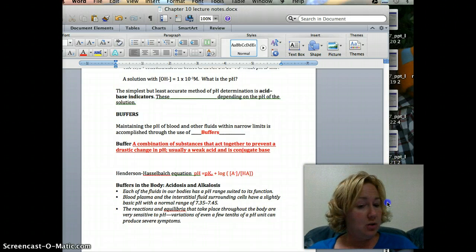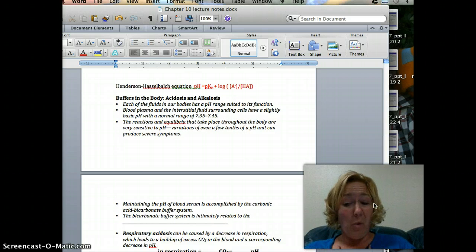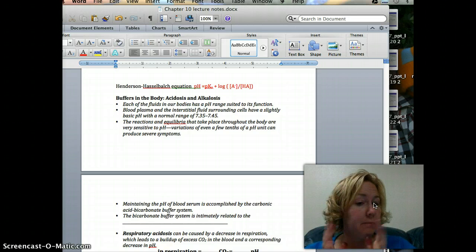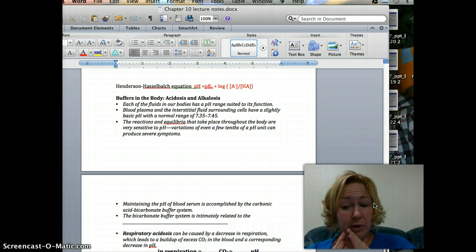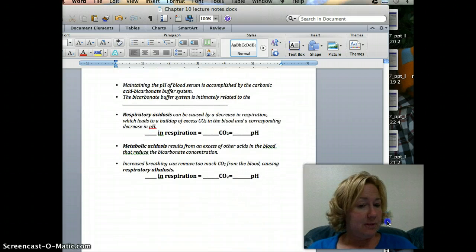Now, buffers in your body. Each of the fluids in your body has a pH range suited to its function. So remember we talked in lab, your stomach is about 1. Its function is to break stuff down and be like face-melting acid. Yes, in your stomach. Blood plasma and interstitial fluid surrounding the cells have a slightly basic pH with a normal range of about 7.35 to 7.45, which is basically like water. Maintaining the pH of blood serum is accomplished by the carbonic acid bicarbonate buffer system, which is awesome. I love buffer systems in your body.